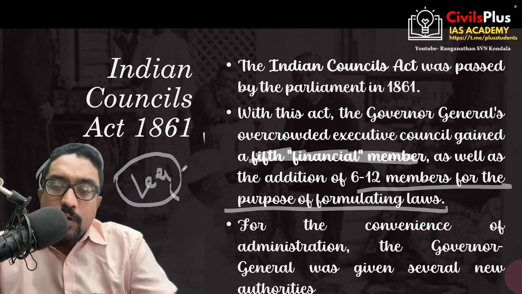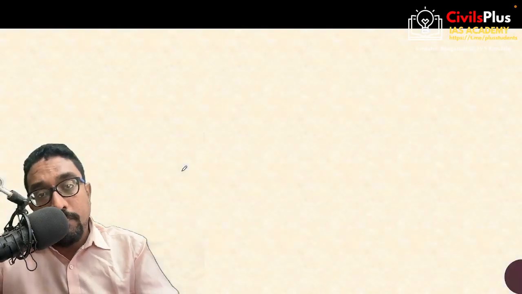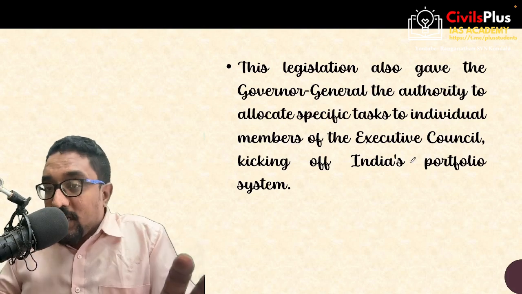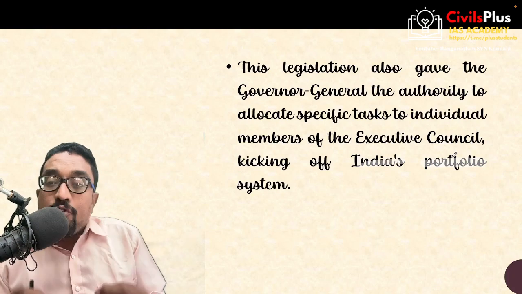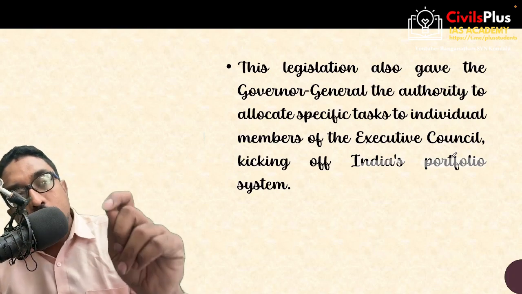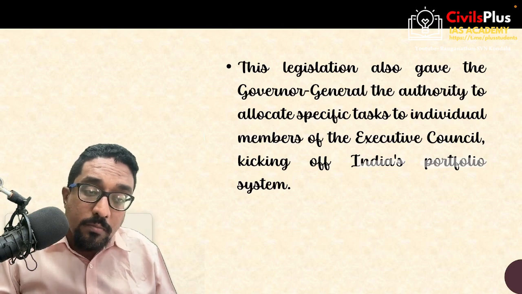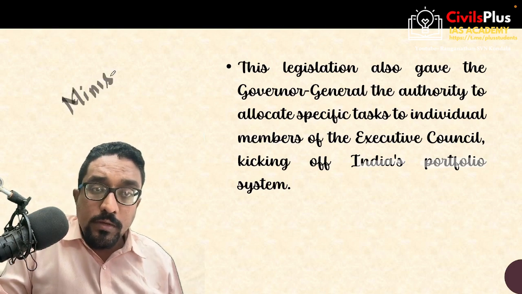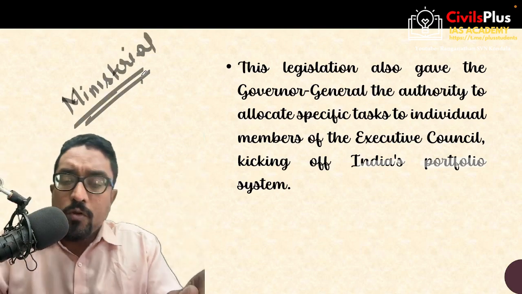For the convenience of administration, the Governor General was given several new powers and authorities. For example, we see the introduction of the portfolio system. For the first time, the Governor General could delegate certain responsibilities to members of his council. This is what eventually came to be known as the ministerial system, the portfolio system.